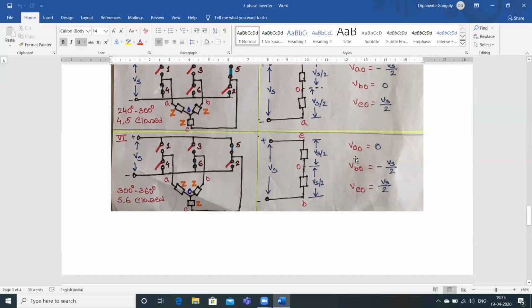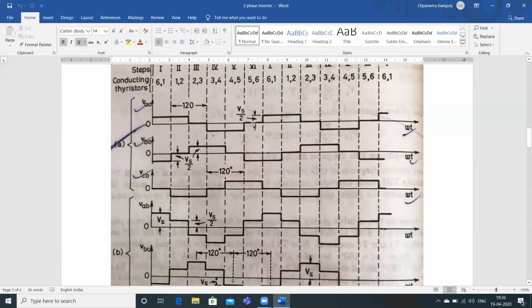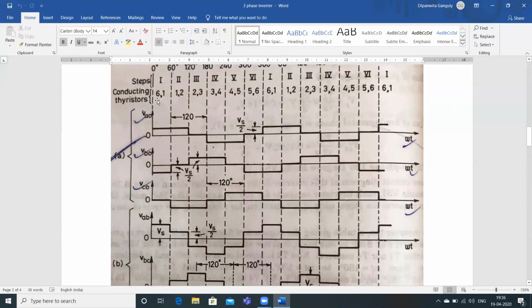So VAO will be equal to 0, VBO is equal to minus Vs by 2 because B is connected with the negative terminal of the source, and VCO is equal to plus Vs by 2. So here AO is 0, BO negative and CO positive. This way, one cycle is completed, 0 degree to 360 degree, and again this process will continue for the next cycle.